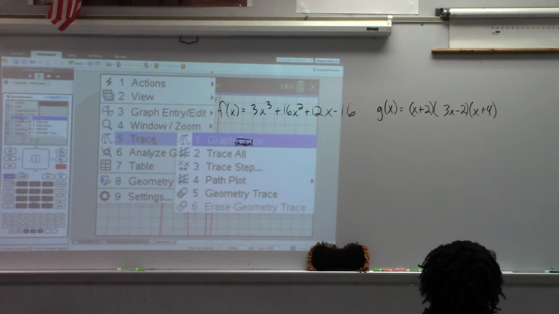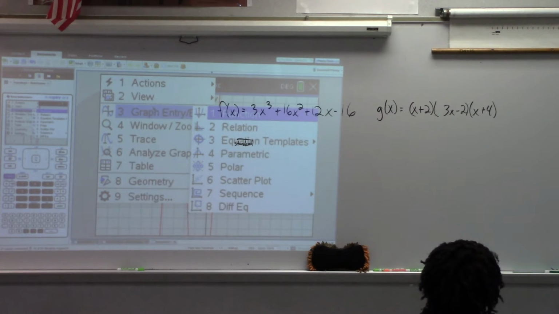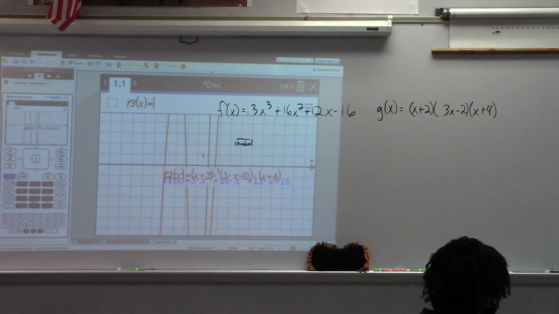Graph entry / edit. That's going to help me create a graph? Yeah. And what type of graph are we trying to create? A function. So Xavier, you just type in both those equations. What's a polar? Don't worry about it, we're not studying it. It's just a different way to look at graphs, but focusing on the radius and the angle to get to those points instead of the x and y coordinates.